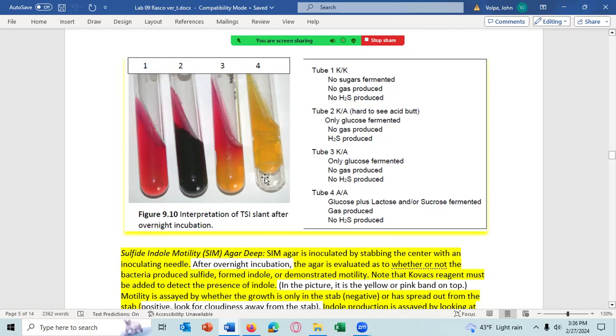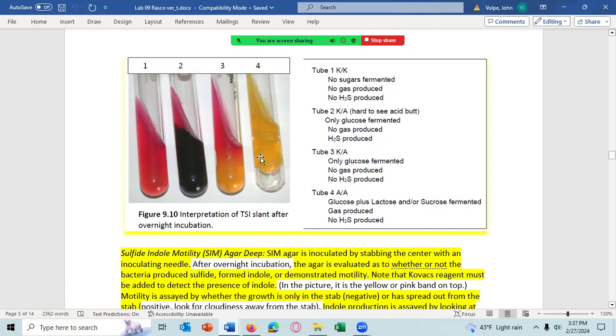Now I talked about gas, so let's scroll over to number 4. And number 4 is yellow on the slant. So that's A on the slant. Acid is being produced. The sugars are being fermented. It's A in the butt because it's yellow in the butt, meaning the sugars are being fermented. Now we know glucose is a sugar that's being fermented, because glucose is the base sugar. If any other sugar is fermented, glucose has to be fermented. So we know glucose is being fermented.